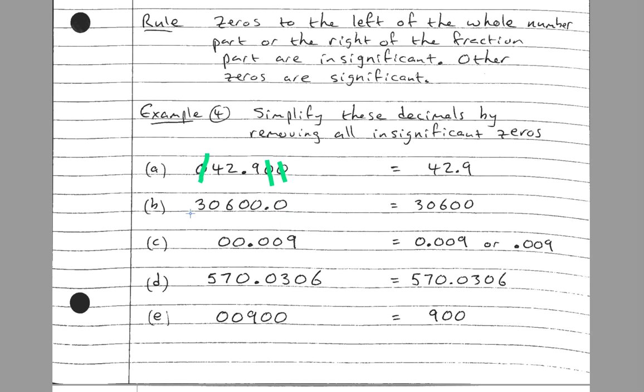All right, there are no zeros to the left of the whole number part. There is a zero to the right of the fraction part. So we can get rid of this. It's telling us there are no tenths. And so this decimal is really just a whole number.